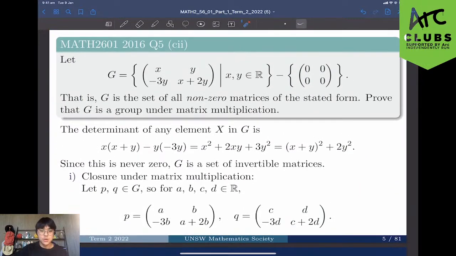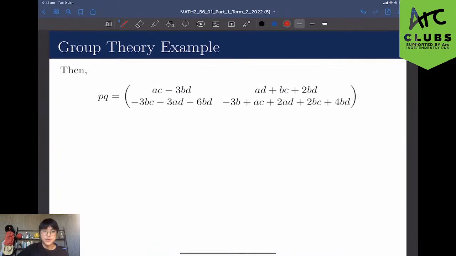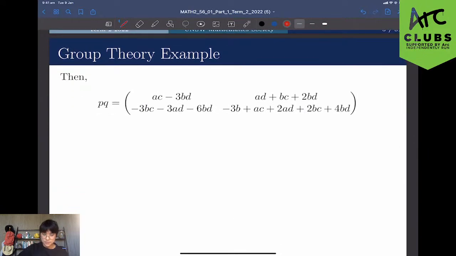So first we start with the closure property. Assume that P and Q are elements of G, so they're matrices. We let P and Q look like this, with A and B for P and C and D for Q. Now we have to prove that PQ, since the operation is matrix multiplication, is also going to be in G. So first we start off with PQ. That's just our matrix multiplication, and we end up with this as PQ.